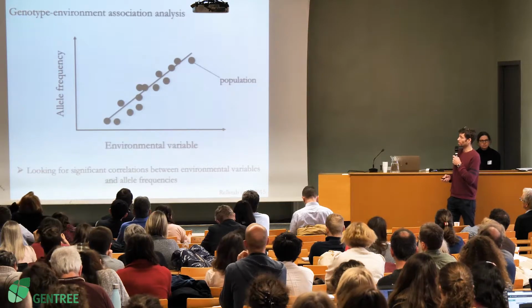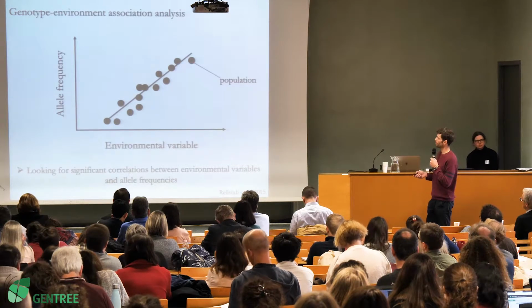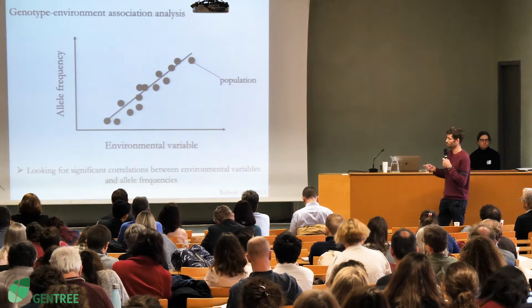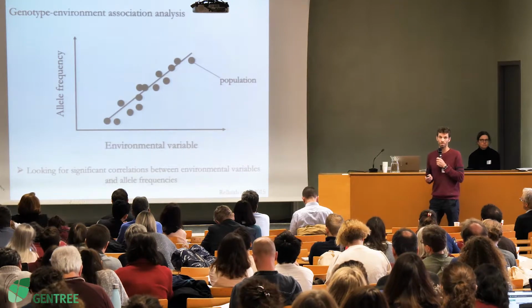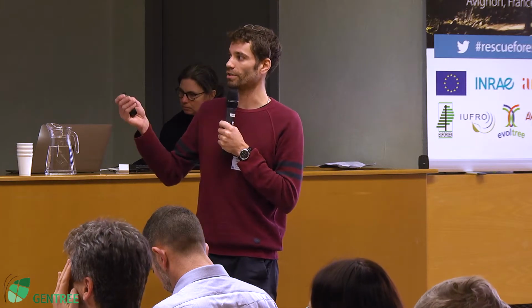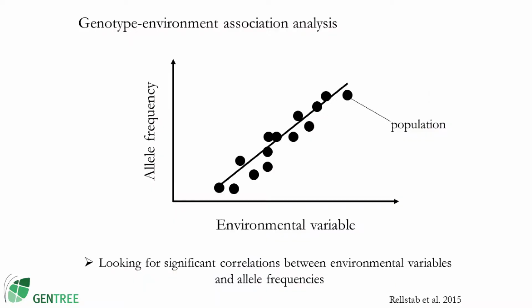So we use genotype-environment association analysis to search for significant correlations between environment and genetics. Here, each dot represents a population, and we are really looking at these significant linear regressions between, let's say, temperature and allele frequency, or the severity of drought versus allele frequency.